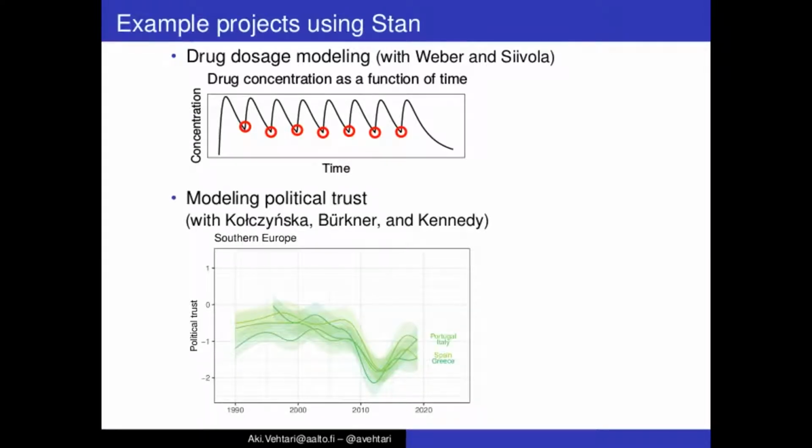Another example, more recent, is modeling political trust in Europe with Marta Kolczynska, Paul Bürkner, and Lauren Kennedy, where item response theory models, splines, and post-stratification were used to model political trust, using different polls in different countries, where there was a variation in how these polls were formed, and different population demographics and so on.